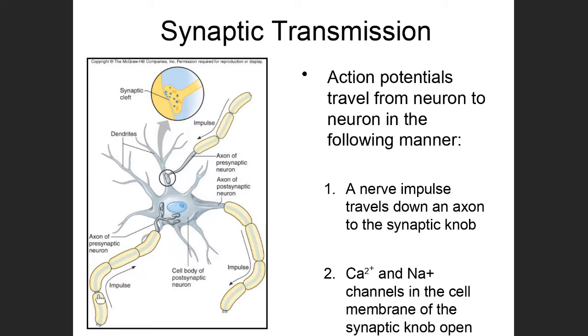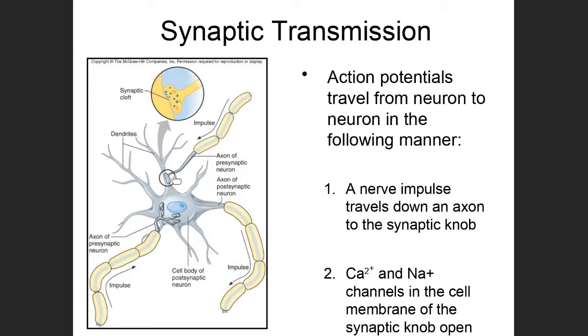So here is an axon from another neuron. Notice it comes down, forms these terminal branches. We have these little synaptic knobs out here, and it looks like these synaptic knobs are in direct contact with this first neuron I talked about.